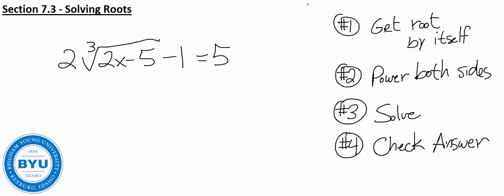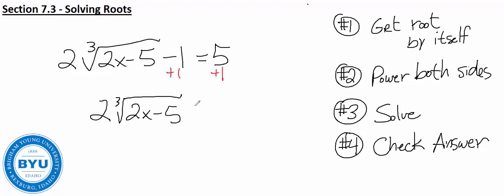You might have to deal with cube roots, but the steps are going to be exactly the same. Step number 1, get Vans by itself. We've got to get the cube root by itself. So let's go ahead and add 1 to both sides to work on getting this cube root, in this case, by itself. 2x minus 5 equals 6.